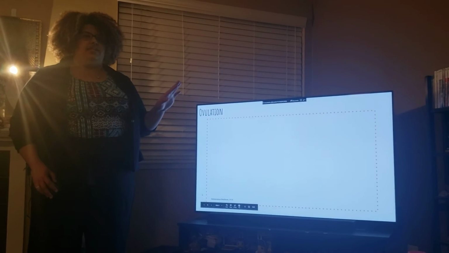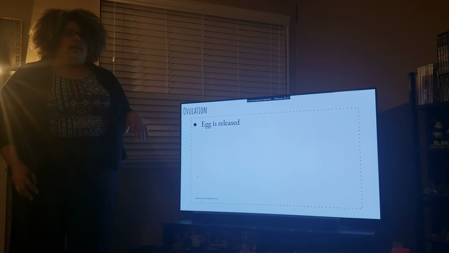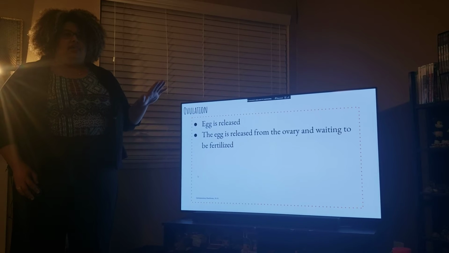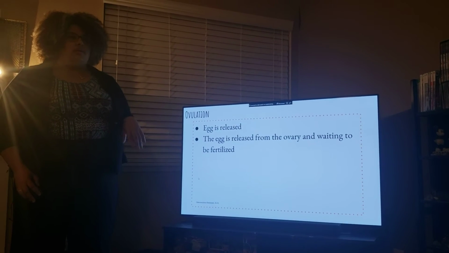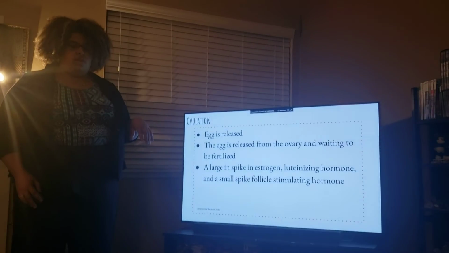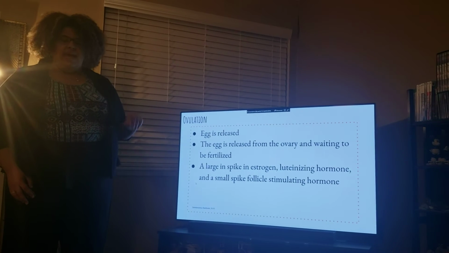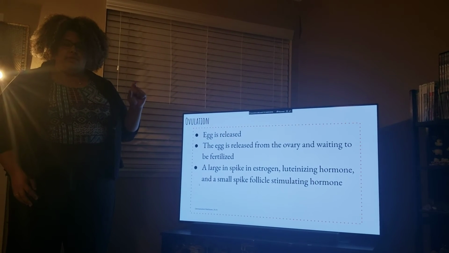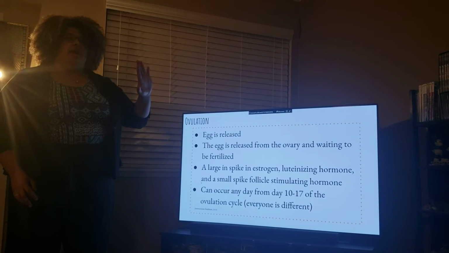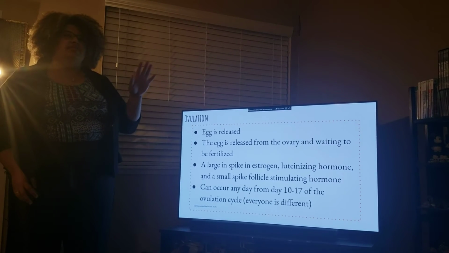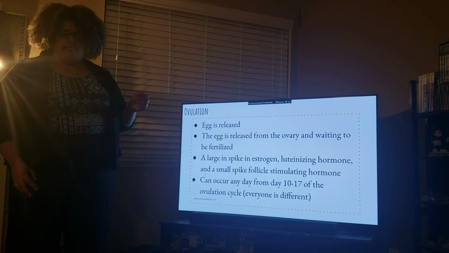So what is ovulation? Well, it's when the egg bursts from the ovary, and it's traveling down the fallopian tubes waiting to get fertilized by sperm. So there is a large spike in estrogen and LH, or luteinizing hormone, and a small spike of follicle stimulating hormone. This also can occur on day 10 through day 17. Normally it happens on day 14.